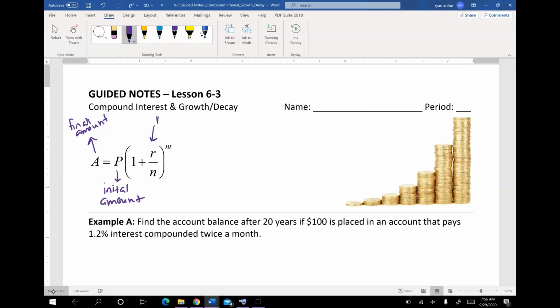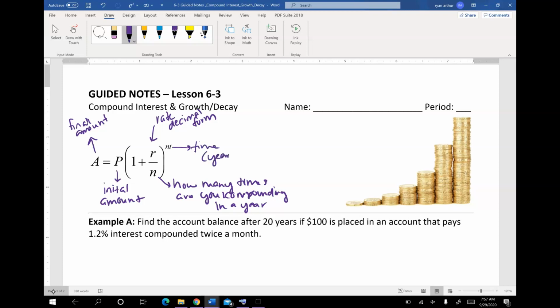Your R, that is your rate, and it needs to be in decimal form, okay? The N is how many times you are compounding in a year. So if I'm compounding daily, how many days are in a year? 365. If I'm compounding monthly, how many months are in a year? 12. And then your T, that's just your time. And it's going to be in years, okay? All right, so that's what everything means.